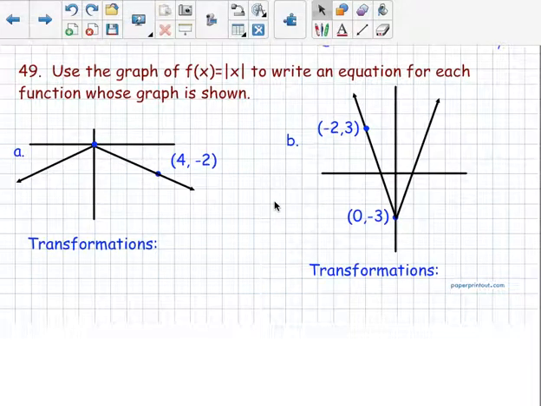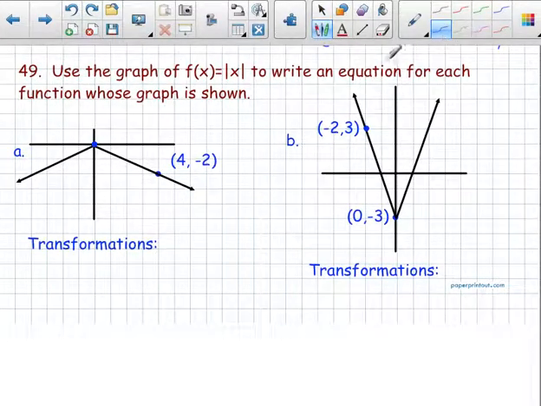To problem number 49 from homework 2.5 day 2. Here we're given a graph of a function, and we're asked to write the equation for the graph, and we're actually given the parent function. So for both of these, the parent function is the absolute value of x. So we need to think about what the parent function looks like and the transformations that we see.